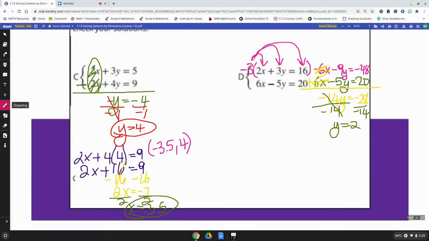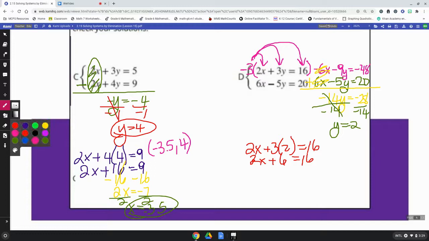If y is 2, substitute. So 2x plus 3 times 2 equals 16. So 2x plus 6 equals 16. Minus 6 from both sides, so 2x is equal to 10. Divide by 2, x is 5. So my solution is 5, 2.